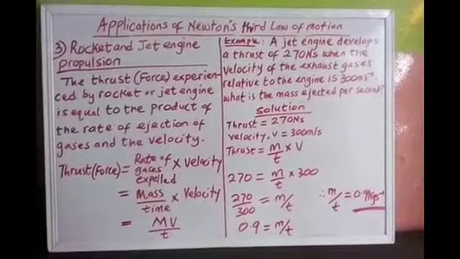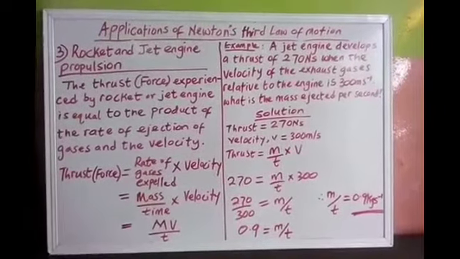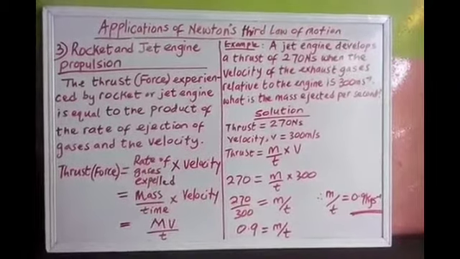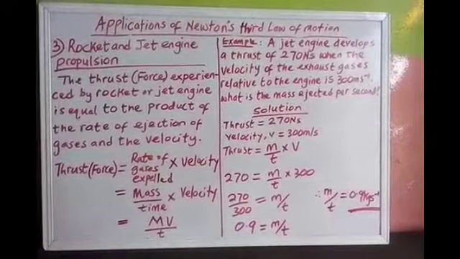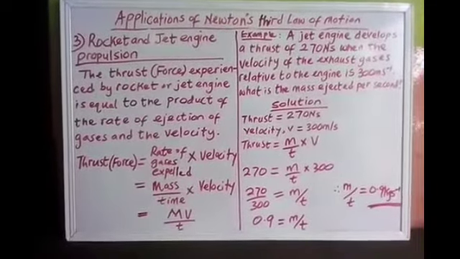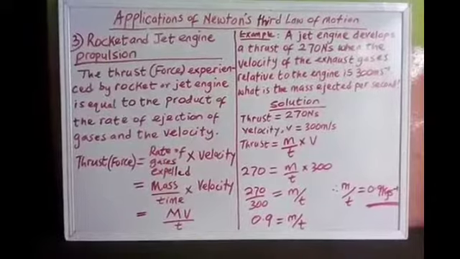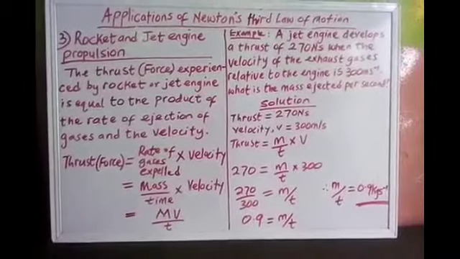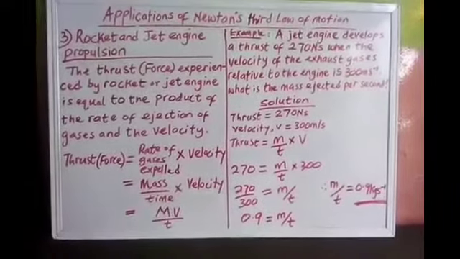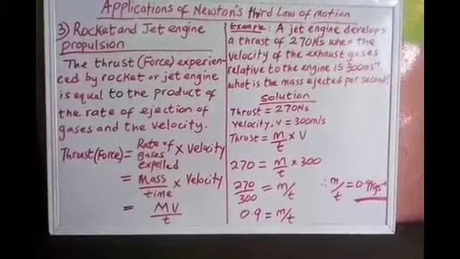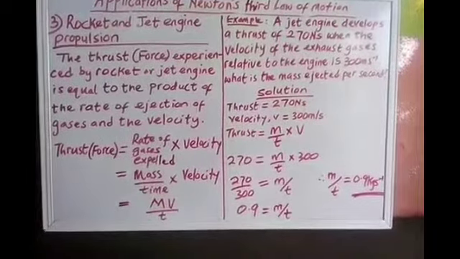A jet engine develops a thrust of 270 Newton seconds when the velocity of the exhaust gases relative to the engine is 300 meters per second. What is the mass ejected per second? We have to find m per t. From there, we write out all the given parameters. The thrust equals 270 Newton seconds. The velocity v equals 300 meters per second.